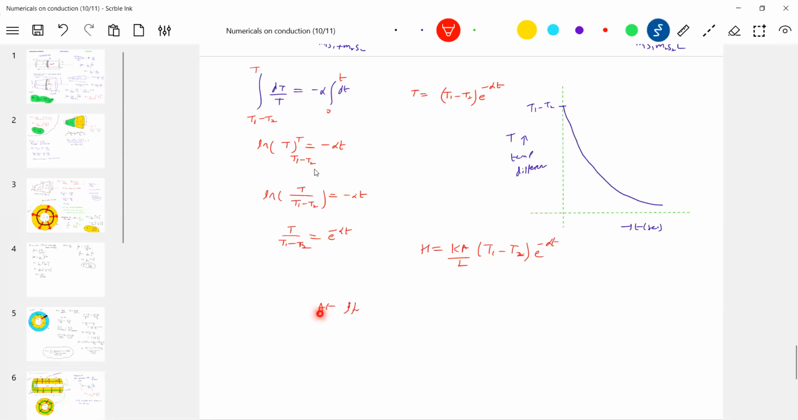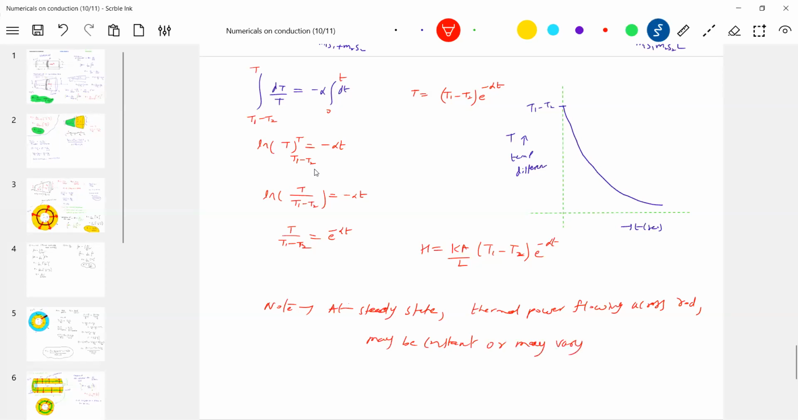Note, at steady state, thermal power flowing across the rod may be constant or may vary with the time. So steady state doesn't mean that H must be constant.